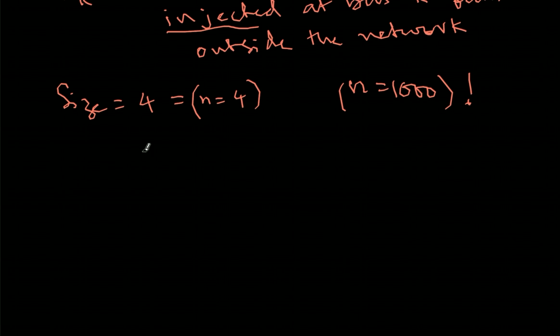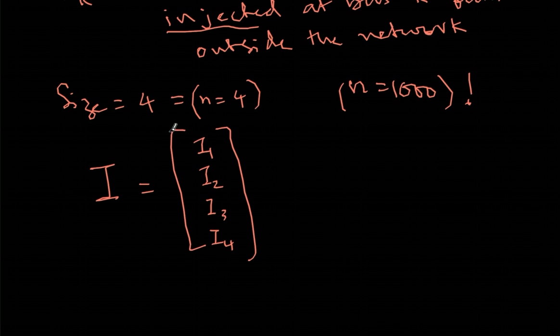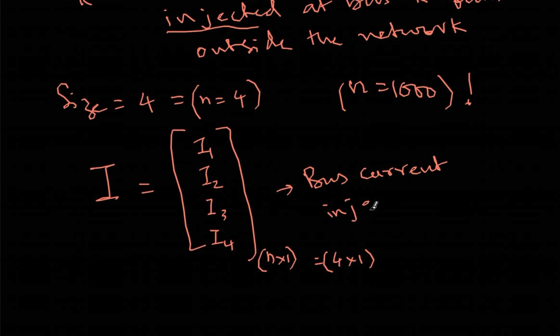Then I can write I equal to I1, I2, I3, I4. So I can write it in the form of a matrix where all the current injections are represented. The size will be n rows and 1 column, n cross 1. So in our case it is 4 by 1. Let's call this the bus current injection vector. So I1, I2, I3, I4 is the matrix of current injection. These are all complex numbers.